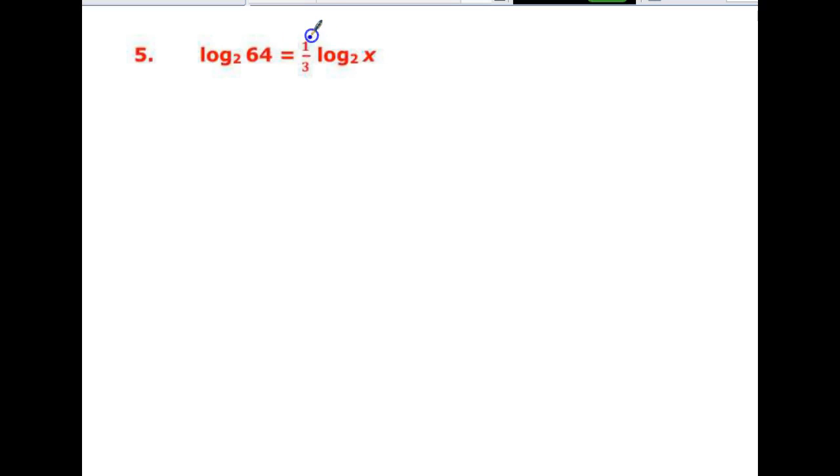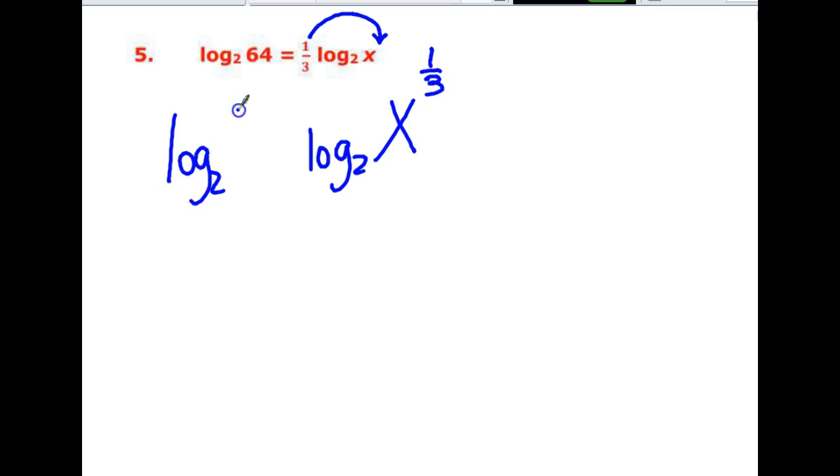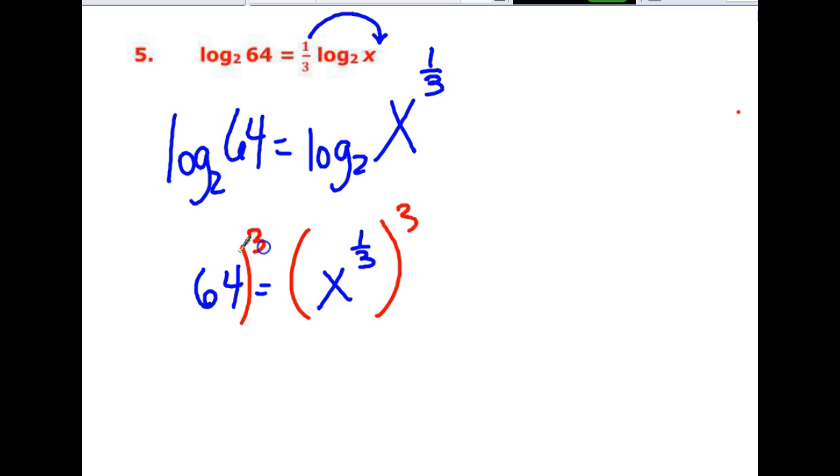We have this 1/3 out in front, so it's going to have to go back to the x as a 1/3 power. The logs are the same, the bases are the same, so the 64 is equal to x to the 1/3 power. How do you get rid of a 1/3 power? What's the reciprocal of 1/3? 3 or 3 over 1. So I raise both sides to the 3rd power.